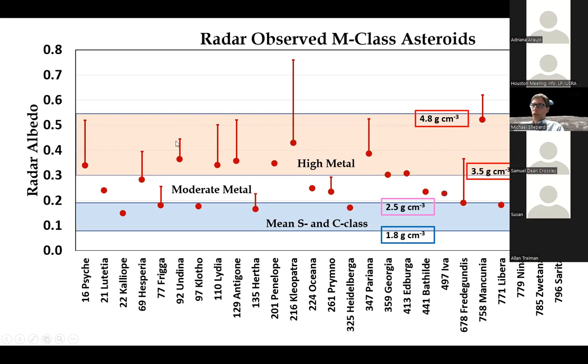So in total, you can see that a large number, roughly half of the targets we looked at, fall in what I would call the high metal range, certainly 2 to 3 times more bulk density than you get from your typical main belt asteroid. The rest of them are either in this no man's land middle region, which I'm calling moderately metal rich, or the upper end of the mean S and C class. I'll come back to Calliope. It's kind of an outlier that we'll talk about in a minute.